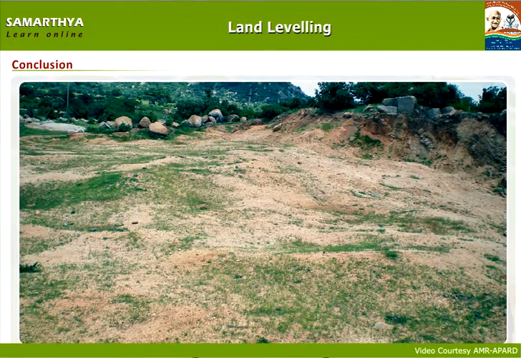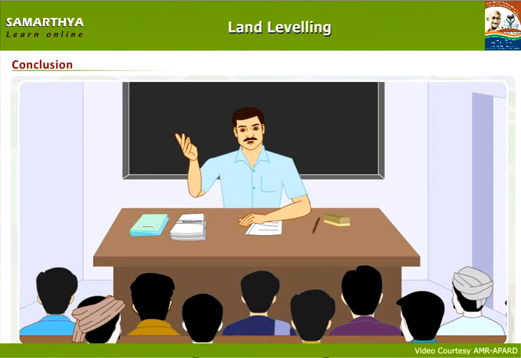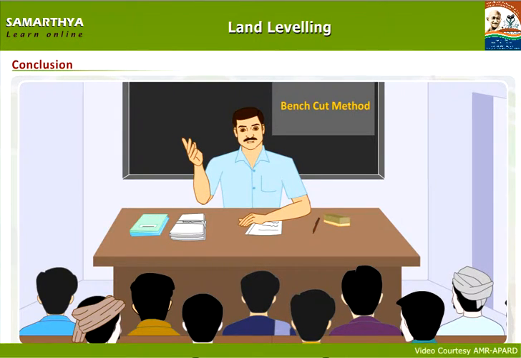One more point to be noted is that some of the lands given by the government to SCs and STs are in the hill slope areas. The land development works are being carried out in these areas also. Now, let us see how to convert these lands into cultivable lands by leveling. The cut and fill method is not feasible in the lands that are in the hill slopes. There is a special method for this kind of land, that is the bench cut method. Now let us learn about the bench cut method.